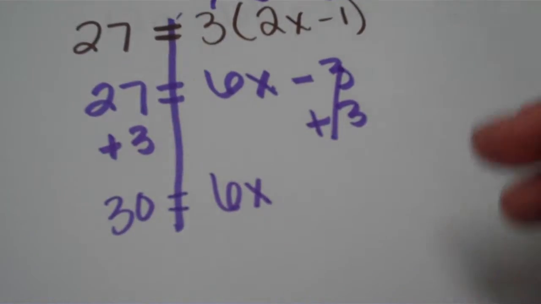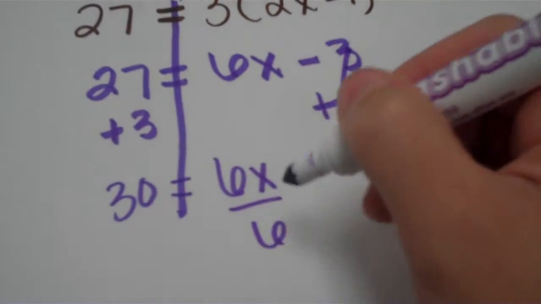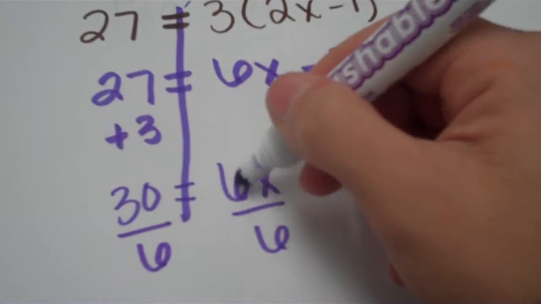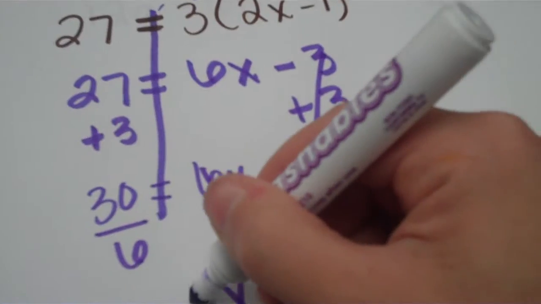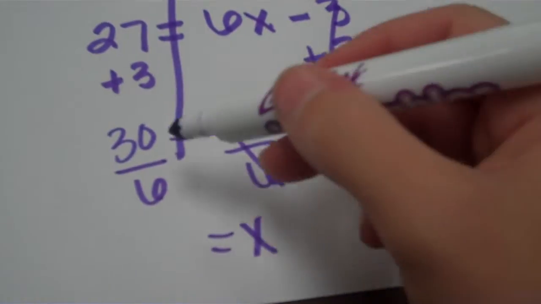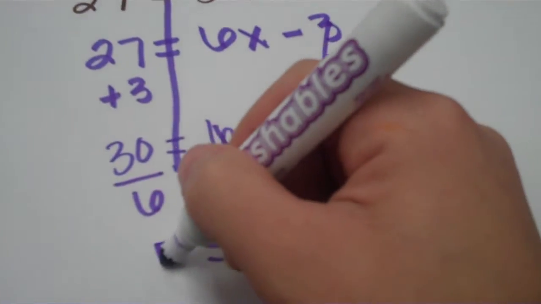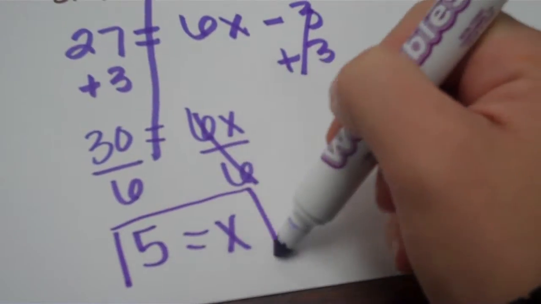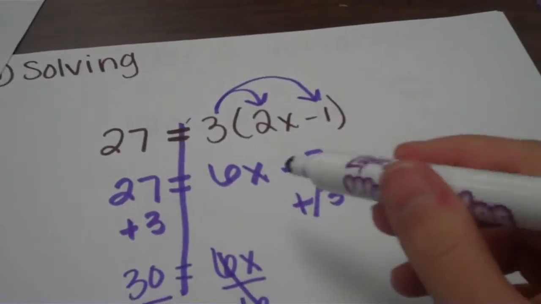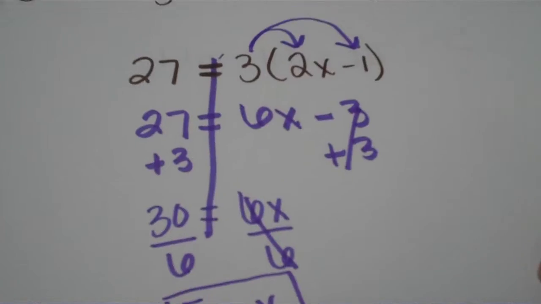Hopefully this looks familiar. Last thing you do is you divide by 6, because side by side means multiplied, so the opposite is dividing. 30 divided by 6 is 5. Done. Okay? Solving with one letter. Hopefully that looks somewhat similar.